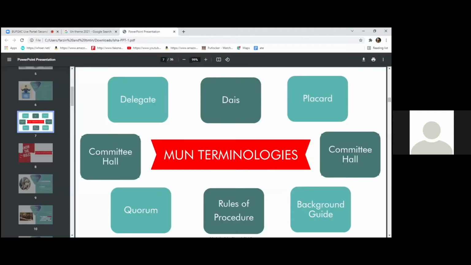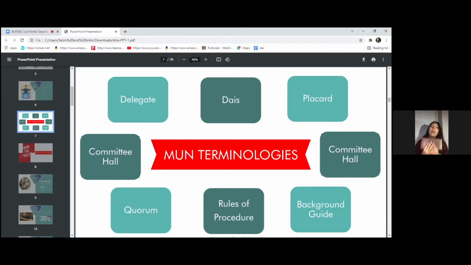Okay, so where were we? We were at placard, right? So if the placard, the name in it, is down, that means you're not recognized or you're not active in the session. Let's say somebody proposes a motion and you raise your placard, that means you're active in the session, you agree with whatever the delegate is saying, or you are voting on it. So placard is your identity, placard is your recognition.